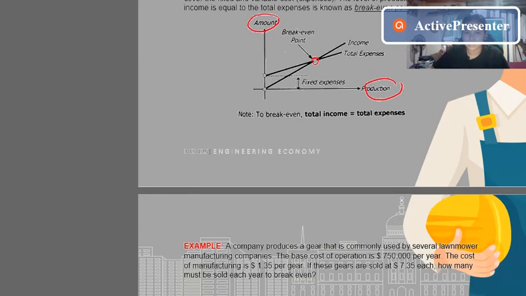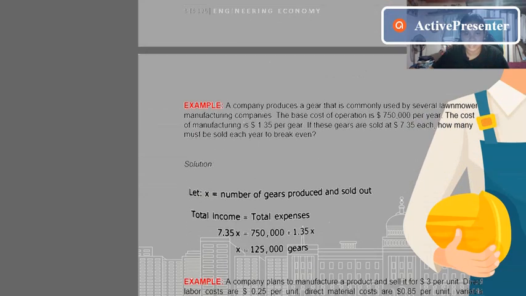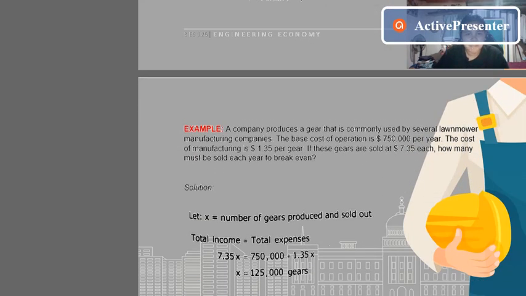So, let's try our example for break-even analysis. We have here a company that produces a gear that is commonly used by several lawn mower manufacturing companies. The base cost of operation is $750 per year. The cost of manufacturing is $1.35 per gear. If these gears are sold at $7.35 each, how many must be sold each year to break even?